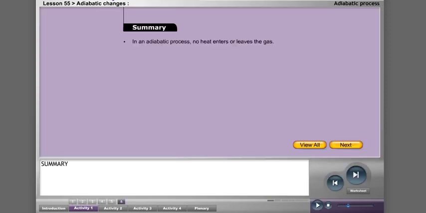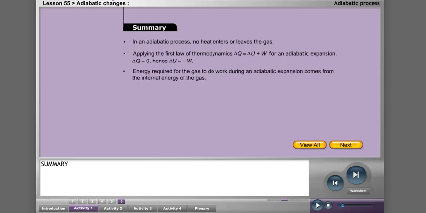Summary: in an adiabatic process, no heat enters or leaves the gas. Applying the first law of thermodynamics, ΔQ equals ΔU plus W for an adiabatic expansion. ΔQ equals 0. Hence, ΔU equals negative W. Energy required for the gas to do work during an adiabatic expansion comes from the internal energy of the gas. An adiabatic expansion results in a decrease in pressure and temperature.